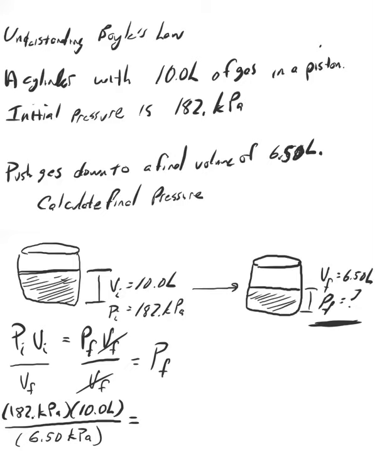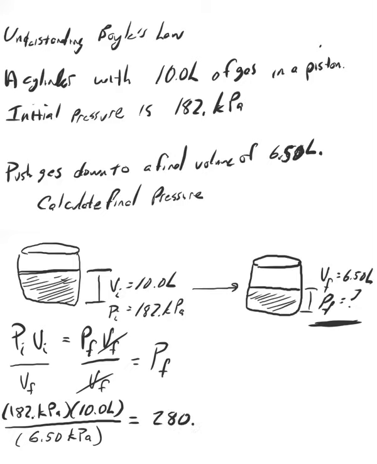So when we do this answer, we should get a higher pressure at the end, because the volume went down, so the pressure should go up. If we get something less than 182, then there's something wrong. We should get something greater than 182, and you can look at the numbers and see that'll happen. So it's 182 times 10 divided by 6.5, and you get 280.